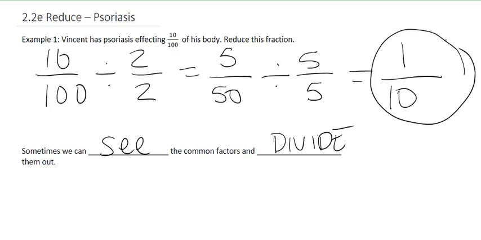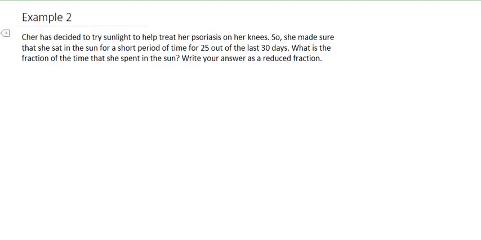So let's look at another example. Cher has decided to try sunlight to help her treat her psoriasis on her knees. So she made sure she sat in the sun for a short period of time for 25 out of the last 30 days. What is the fraction of time she spent in the sun? So write your answer as a reduced fraction.